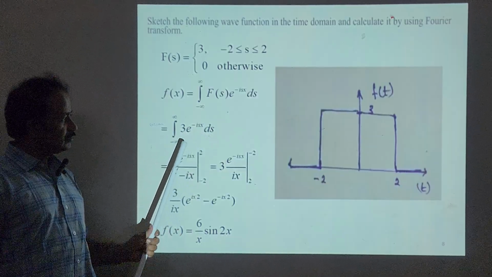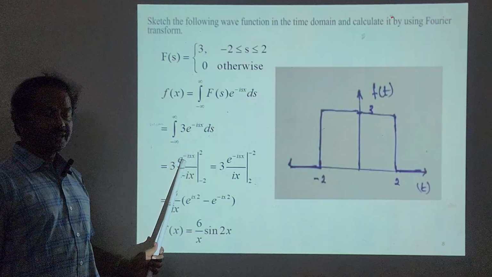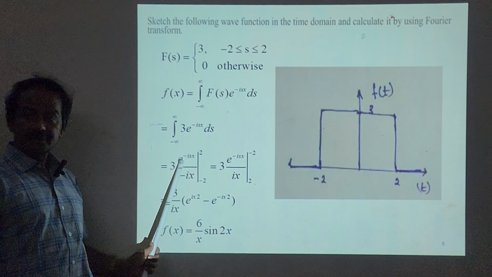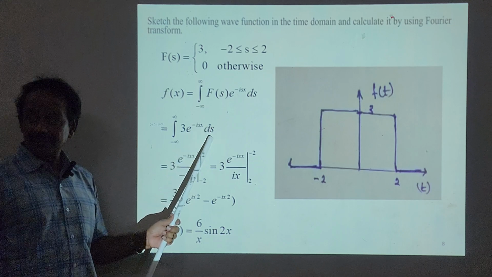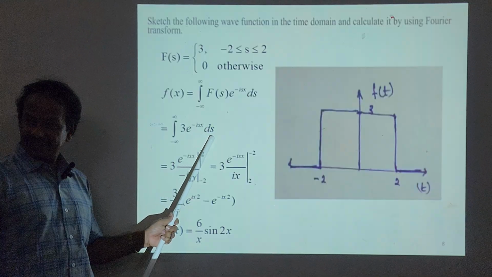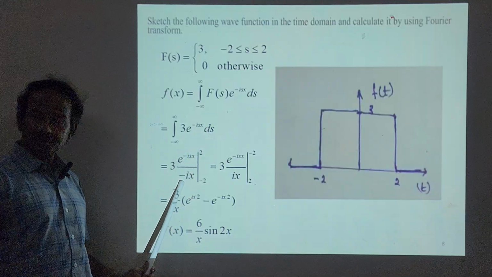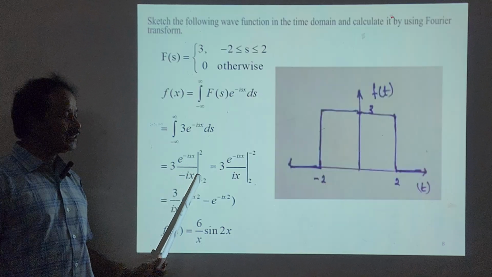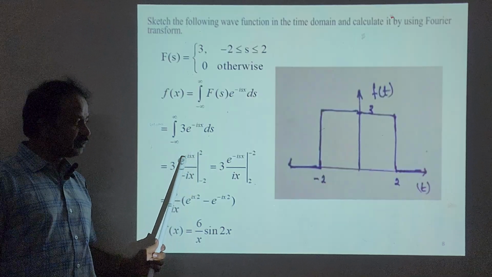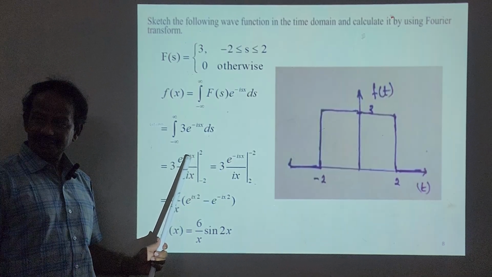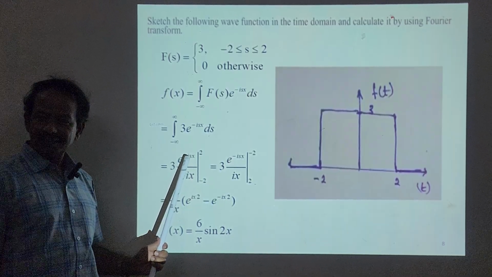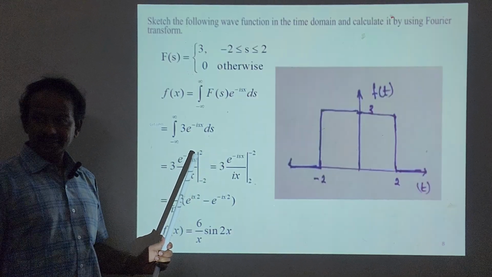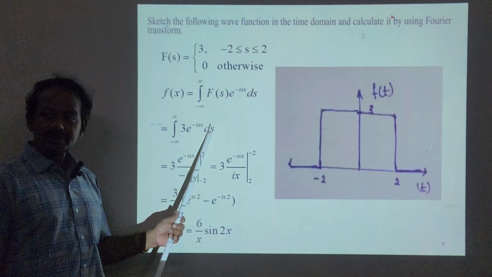Okay, so now just integrate, that will give you e power isx divided by minus ix. Is it okay? We have integrated with respect to s, not x. This is s. Okay, so that will give you minus ix. So with the limits minus 2 to plus 2, you substitute for s, not for x. You have to substitute 2 for s, because we have integrated with respect to s.